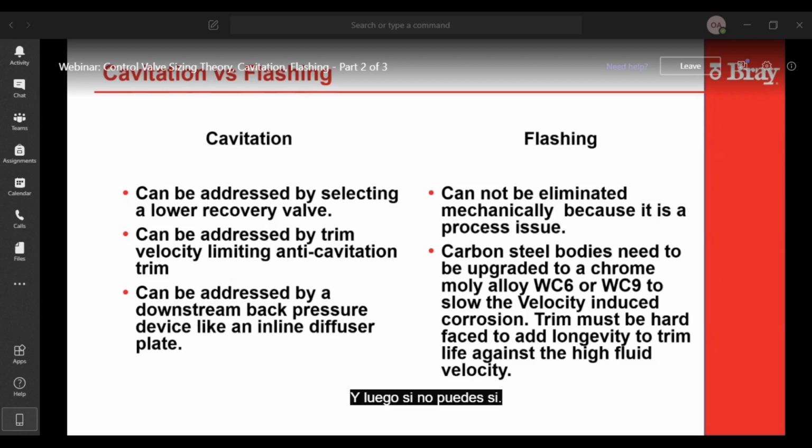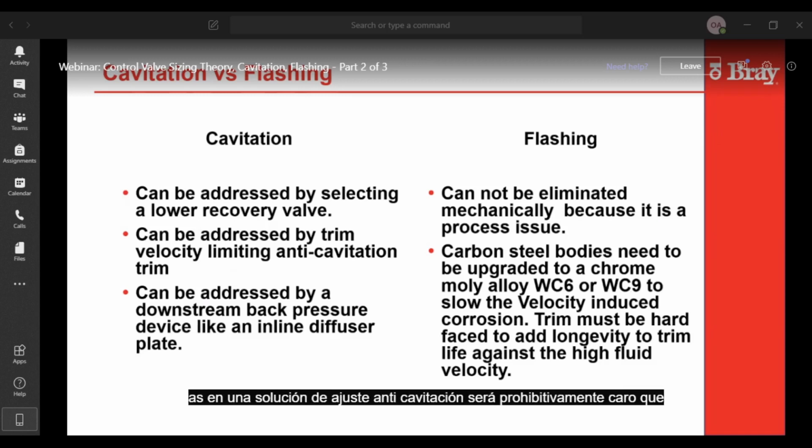And then if you want to use something more economical, say you have a very big valve, a 10-inch valve, and an anti-cavitation trim solution will be prohibitively expensive, then you can always put a plate downstream with drill holes in it, and basically that creates a stage of pressure drop that will slow down the velocity through the trim of the valve because it puts additional back pressure on the valve, so the valve won't take as big a pressure drop because the plate will take part of the pressure drop.